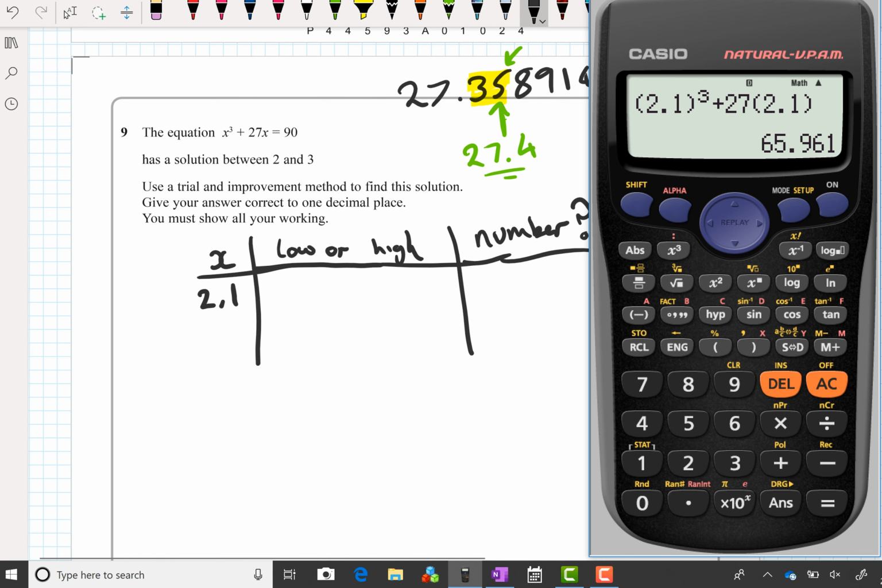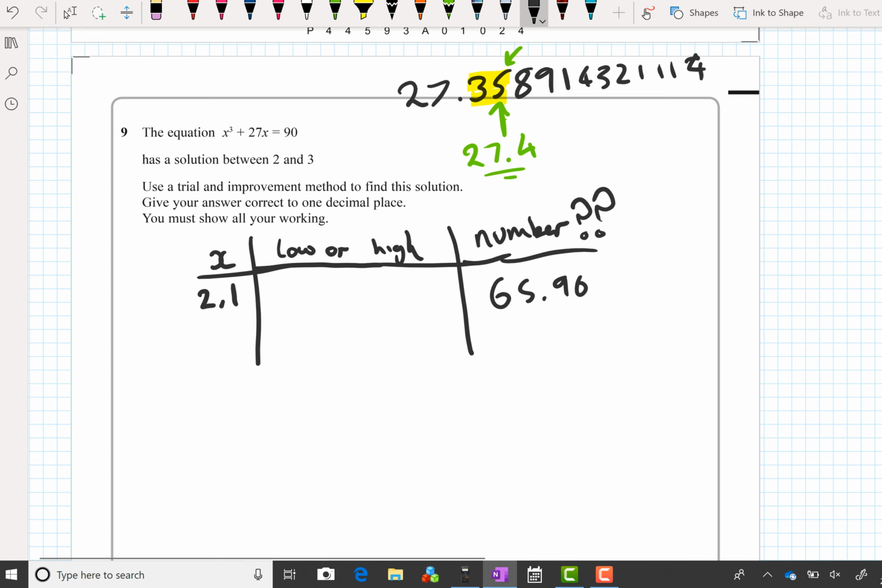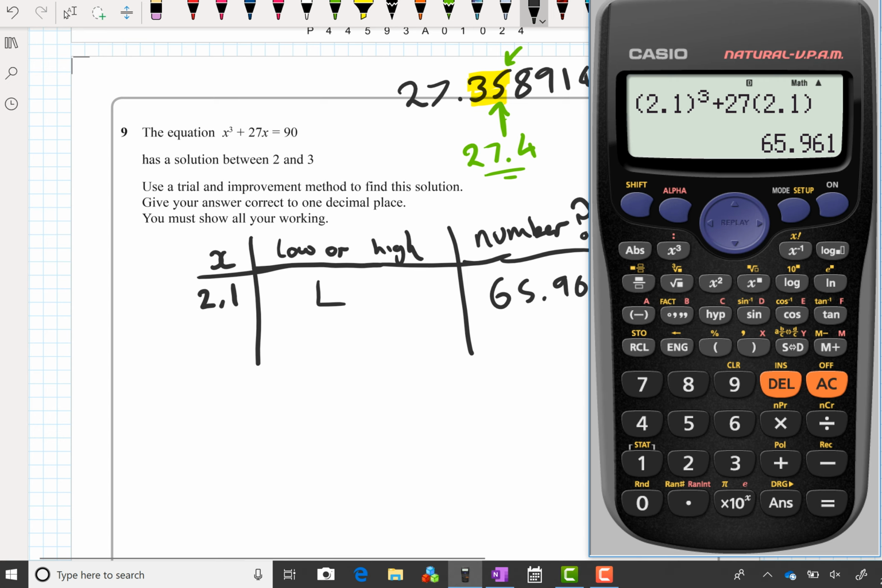$65.961, which is clearly much smaller. That's well too low. Let's go for 2.4. I want to go a bit higher. Oh, why did I do that? Again, I just cleared the calculator. Little trick here: press answer equals. That was the answer. If I press up here, it pulls up my previous calculation. That's so much easier, because now I'm just going to press left and go back in. I'm going to put 2.4 in, like I said.